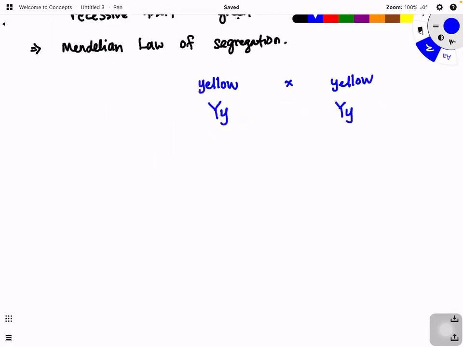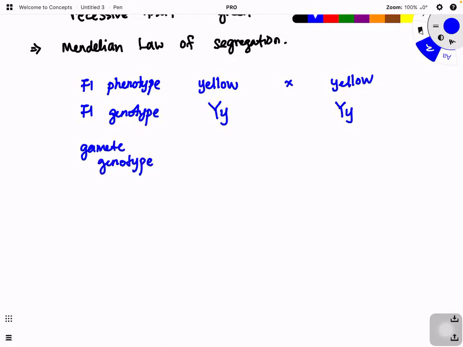So this is the F1 phenotype, and this is the F1 genotype. From the F1 phenotype and genotype, you're going to have the gamete genotype. Because of the law of segregation, after meiosis one, we segregate the homologous chromosomes into two cells. So in this case, you're going to have half big Y, half small y. Same goes here, half big Y, half small y.